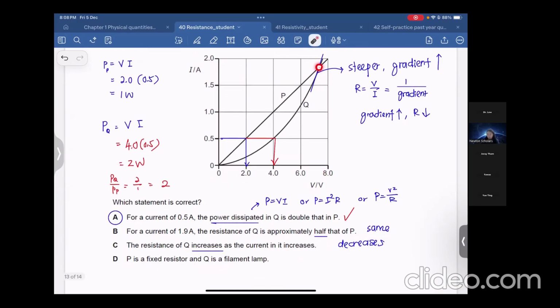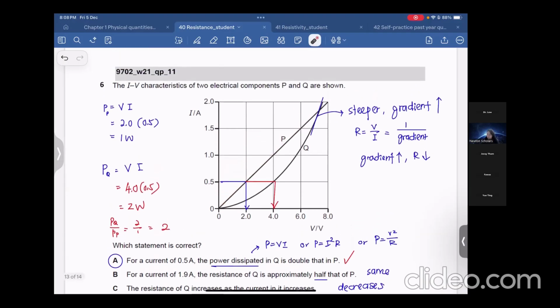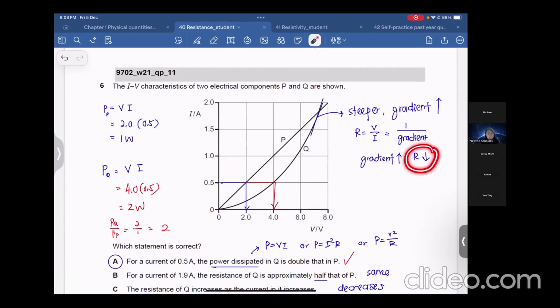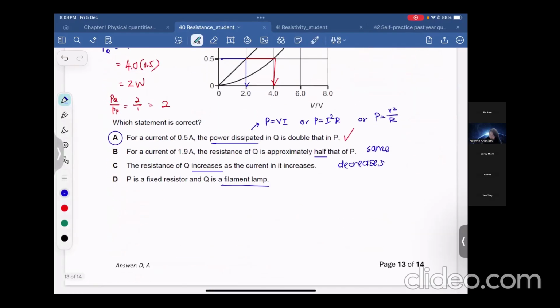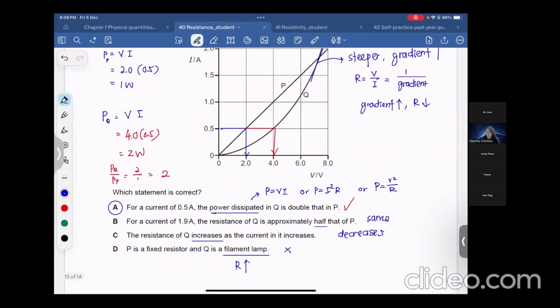Resistance at this point, R equals V over I. Same V, same I at this point, so it should be the same. Then this one, is it a fixed resistor? Yes, P is a fixed resistor. But Q is a filament lamp. For a filament lamp, resistance should increase. But for Q the graph is actually showing resistance decreases. So here it is wrong.